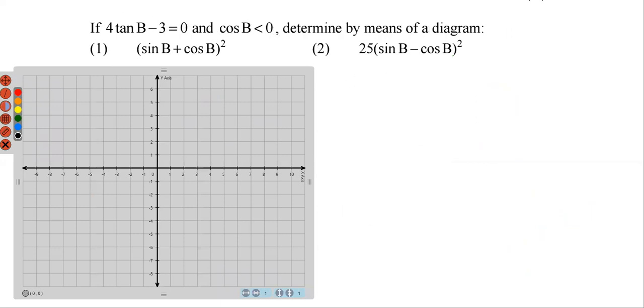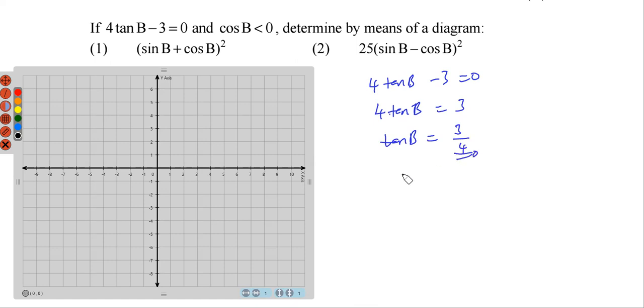Let's look at this one here where we are saying 4 tan B. Let's try to solve it quickly. We're saying 4 tan B minus 3 is equal to 0. And here, we are removing the 3, so it's going to be +3. Then here we divide both sides by 4. So tan B is equal to 3 over 4.